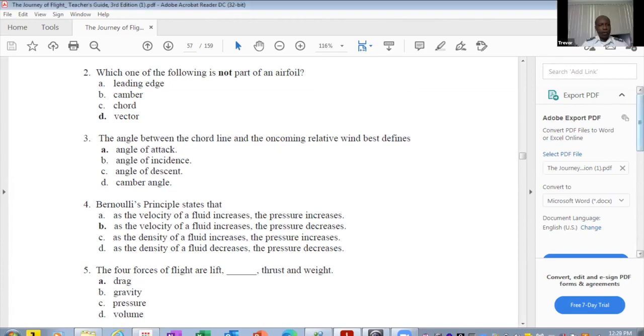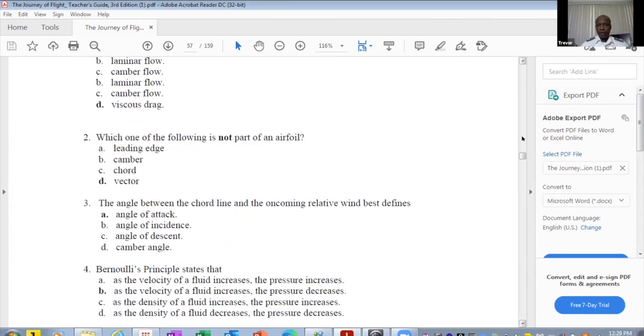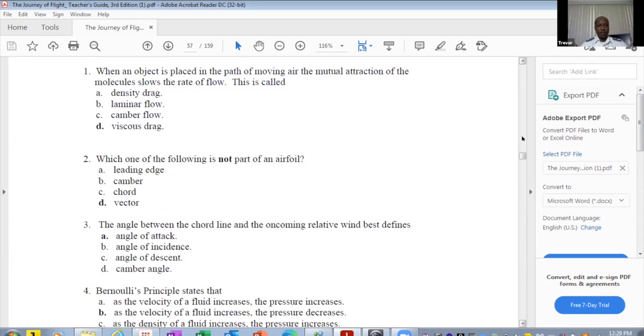Okay, so let's start with number one. John, can you go ahead and answer number one? When an object is placed in the path of a moving air, the mutual attraction of the molecules slows the rate of flow. This is called what? No pressure. What was that? He answered. D, okay. Yep. All right, good.